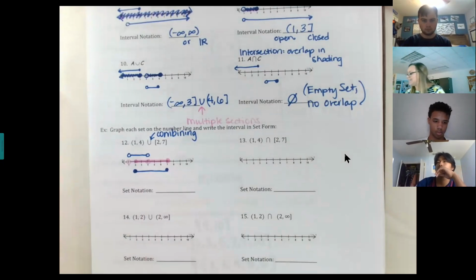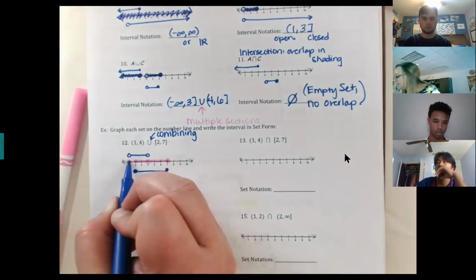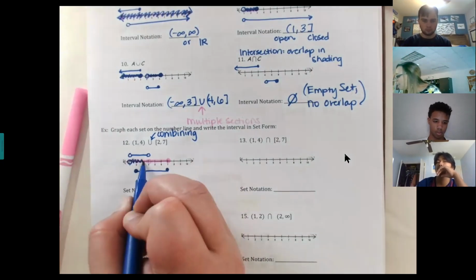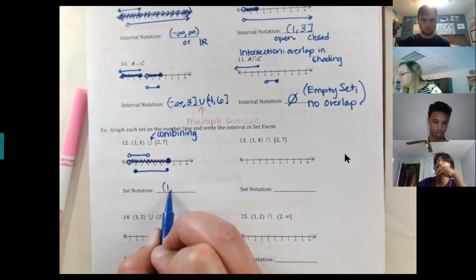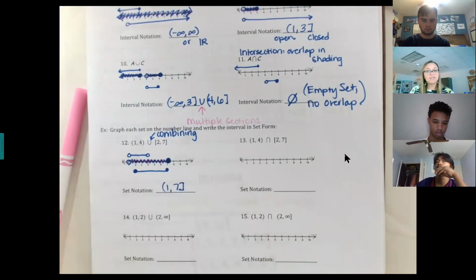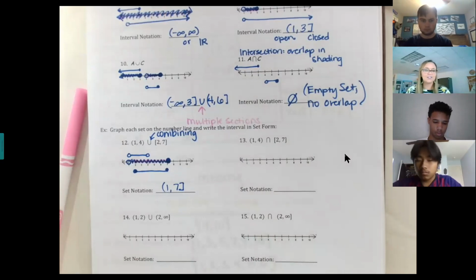So my ending interval ends up looking like this, where I would have shaded all the way from 1 open to 7 closed. Again, if the top didn't shade it, but I stacked the bottom one on it, then 4 ends up getting covered up to where it's not open anymore. So then I would say that's from 1 to 7. And notice my 1 stays open because nobody shaded it, and my 7 stayed closed.